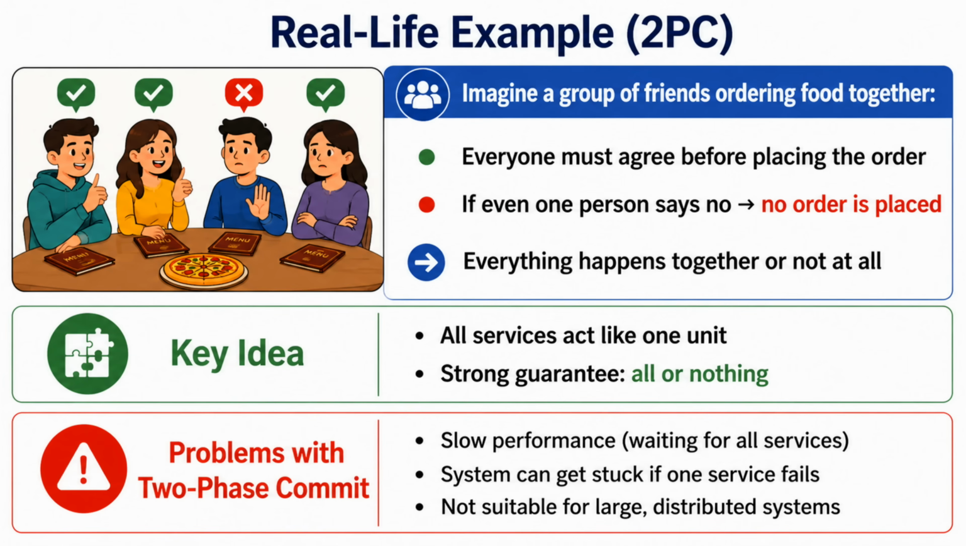Real life example of two-phase commit. Imagine a group of friends ordering food together. Everyone must agree before placing the order. If even one person says no, nobody places the order. Everything happens together or nothing happens at all. This is exactly how two-phase commit works.